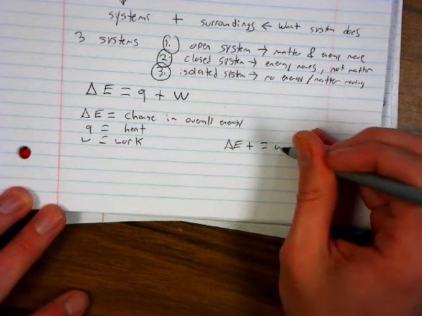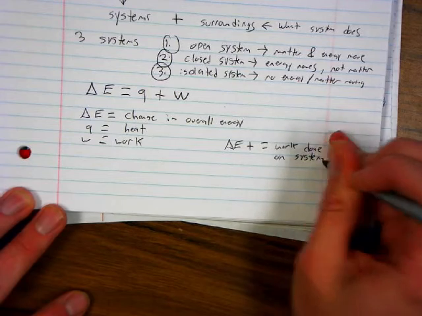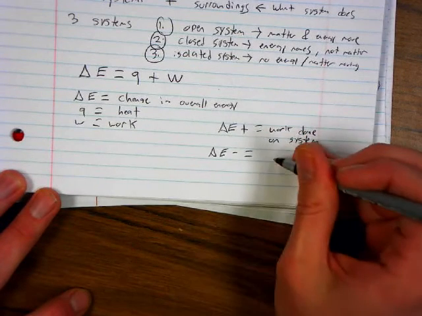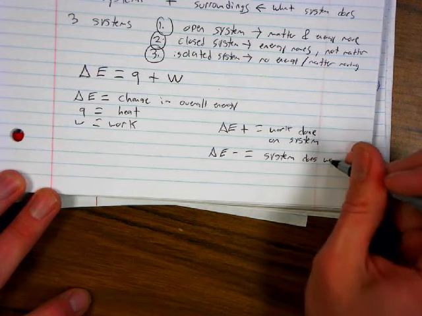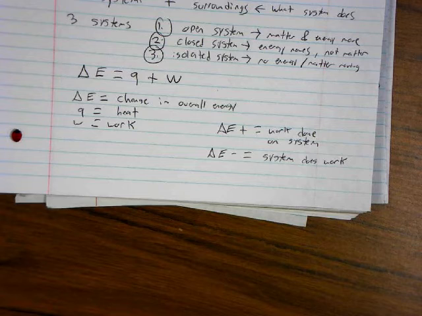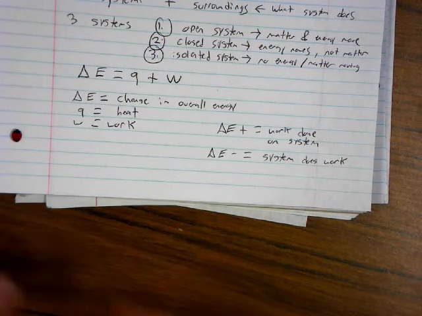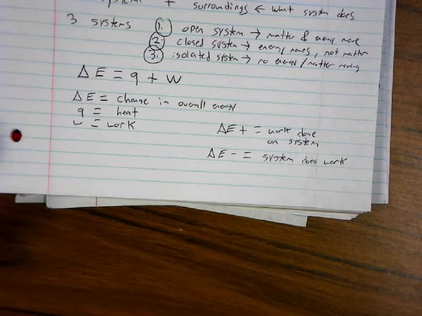If delta E is positive, then work was done on the system. If delta E is negative, the system does work. Very similar to endothermic and exothermic. So positive, work is being done on me. Negative means I am doing work on something else. These are pretty easy. These are mostly plug and chug problems. We'll talk more about those in a little bit.